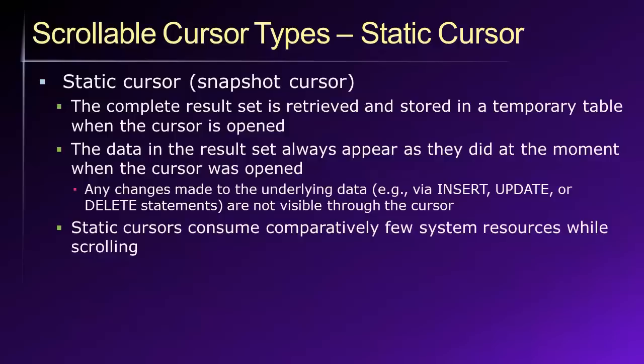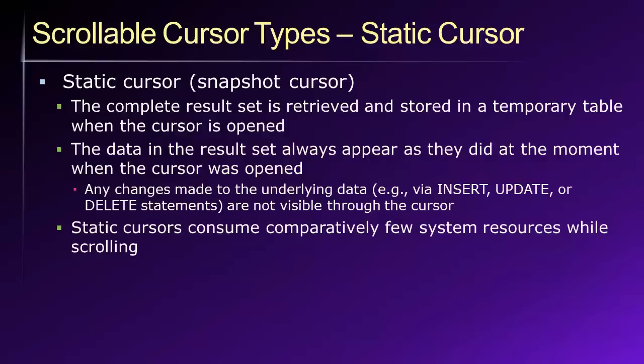Of the three different types of scrollable cursors, static cursors are probably the simplest to understand. The way that a static cursor works is that when the cursor is requested, a snapshot of the results is taken and the complete result set is fetched from the database and stored in a temporary table. So when the cursor is opened, all of the results are fetched from the database at that point in time and stored in a temporary table. The user of the cursor can then scroll forward or backward through the result set. And the rows which are visible to the cursor are those which were copied into this temporary table at the moment in time when the cursor was opened.